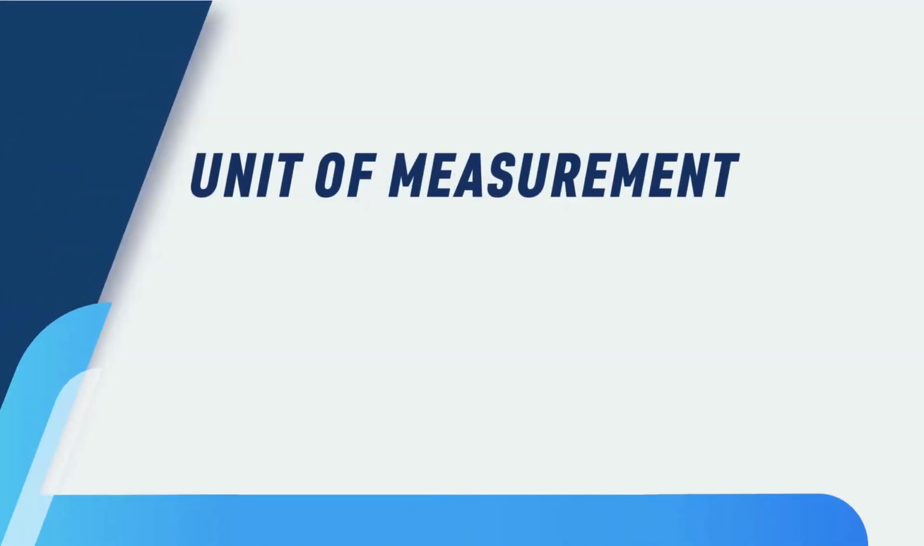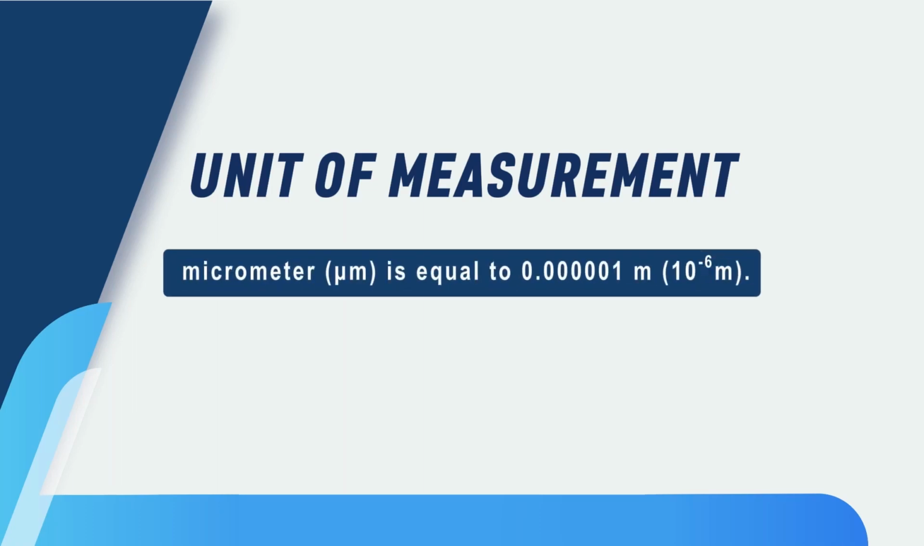Unit of measurement. Microorganisms and their structural components are measured in even smaller units, such as micrometers and nanometers. A micrometer, μm, is equal to 0.000001 m, 10 to the minus 6 m. The prefix micro indicates that the unit following it should be divided by 1 million, or 10 to the 6.